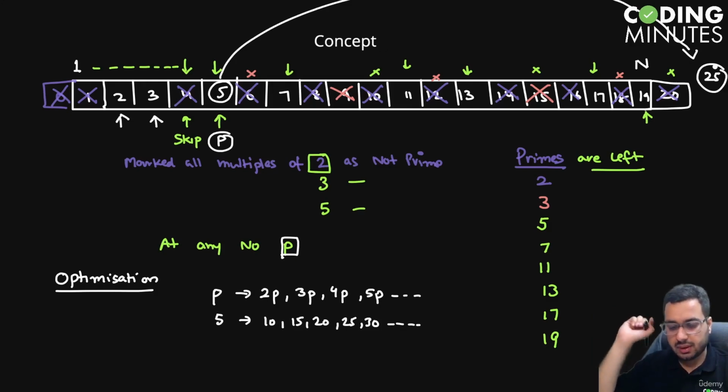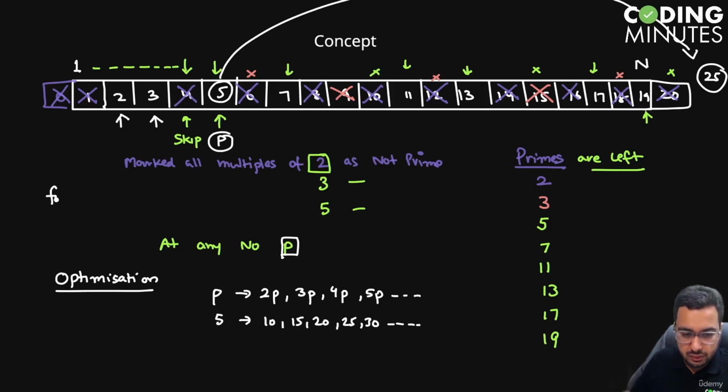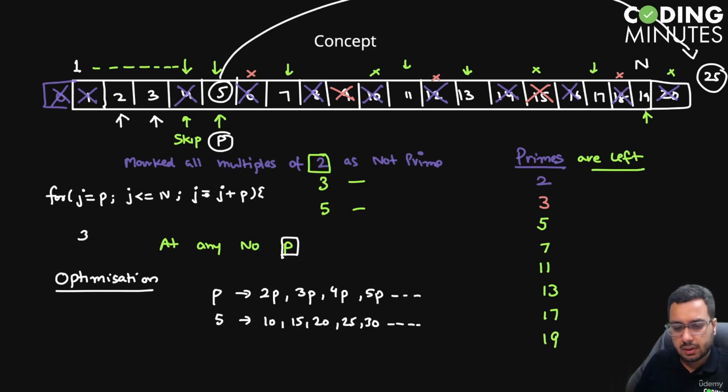So what I'm trying to say is, instead of starting a loop like this, where you say for a number j equal to p, j less than or equal to the range n, j equals j plus p, you're starting from a number, and you're marking this number j as not prime, sorry, j equal to 2p. Starting from 2p till the range n, you mark all the multiples as not prime.